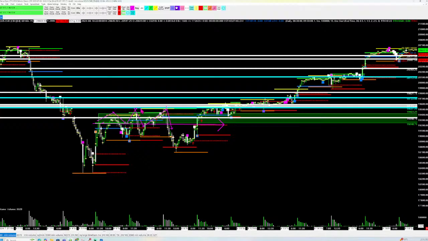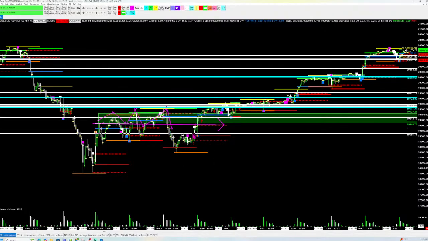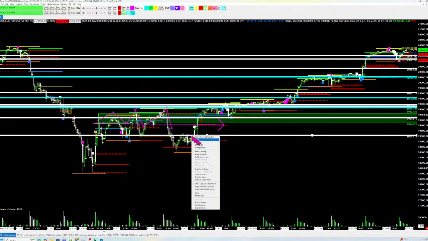And then in addition now, I can see that I want to mark off my swing lows in here. So I'm going to copy and move this. And I have an untested prior day's low here.